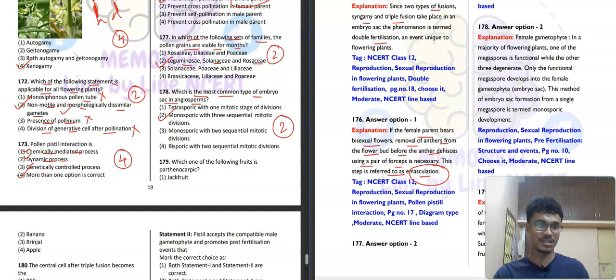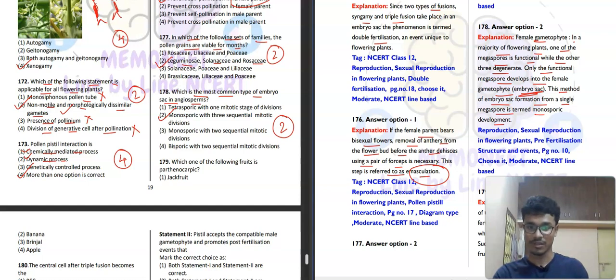Also understand this: in the majority of flowering plants, one of the megaspores is functional while the other three degenerate, and only the functional megaspore develops into the female gametophyte, the embryo sac. This method of embryo sac formation from a single megaspore is termed monosporic development. That's why the second option will be our correct answer for this question.